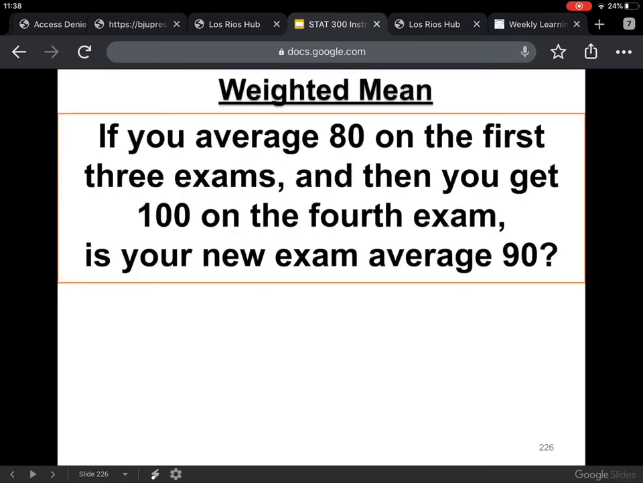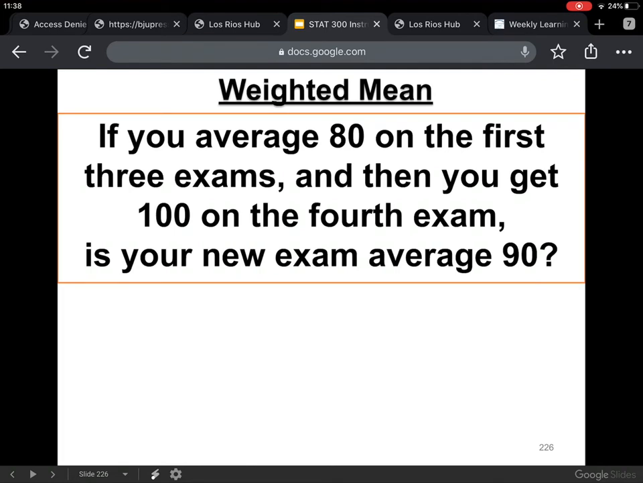The weighted mean. Think about this again. Pause the video and think: if you average 80 on the first 3 exams, and then you get 100 on the 4th exam, is your new exam average 90? This is a mistake that is often made. So pause the video for 10 seconds and just think about how to calculate this weighted mean correctly.